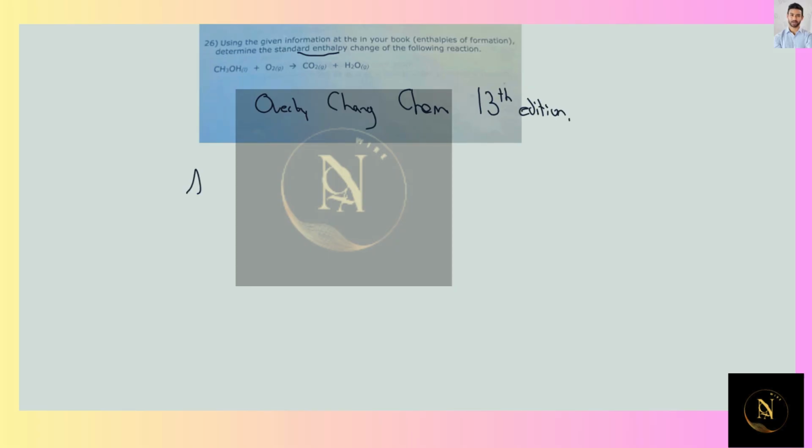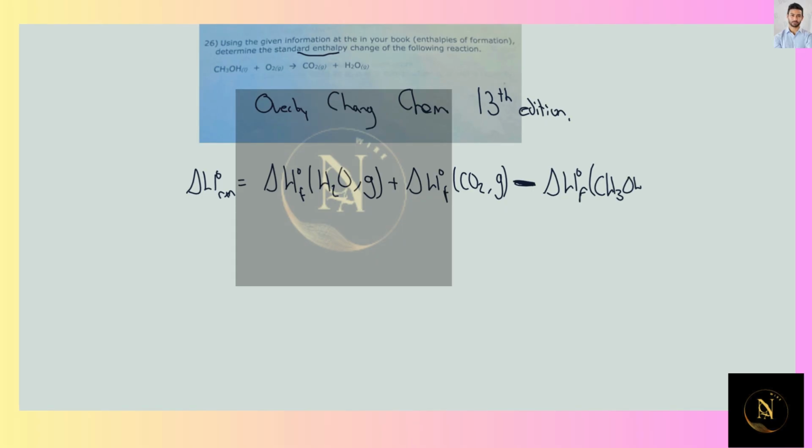So in this case, the delta H standard for the reaction would be equal to the delta H of formation of the products. In this case, the first one is going to be water as a gas. You need to be extra careful with that. Plus delta H standard of formation of CO2 as a gas, minus then delta H of formations for the reagents. In this case, we're going to have delta H of formation of methanol as a liquid, minus the delta H standard of formation of O2 as a gas.